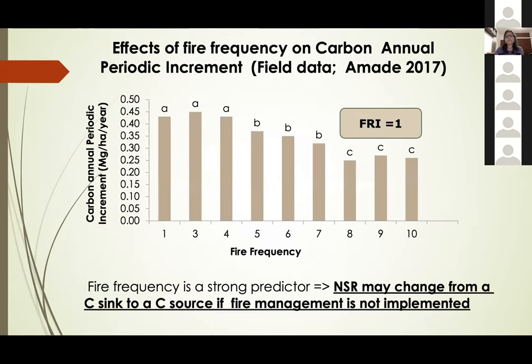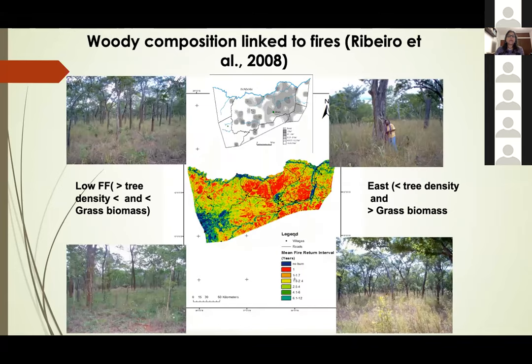The modeling data agrees well with our field data, showing in this graph that the fire frequency furthest to the right is the annual fire frequency, in which the carbon annual increment is significantly reduced compared to low fire frequencies. We have also shown, though I'm not showing the results here, that there are compositional and structural differences linked to fires across the Niassa Reserve, and they are shown here in these pictures.